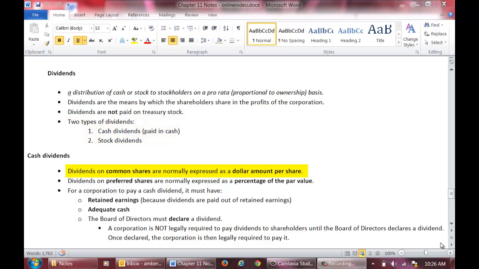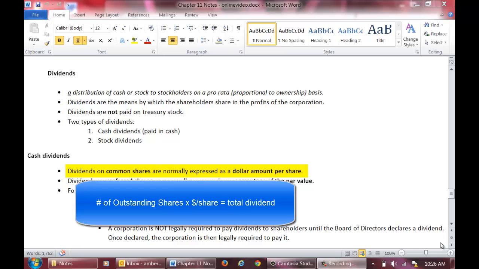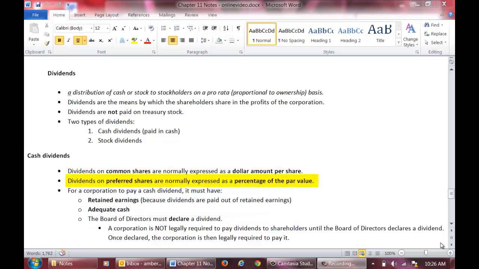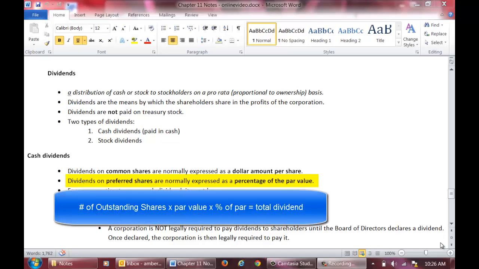Cash dividends on common shares are typically expressed as a dollar amount per share, such as $1 per share. So to calculate the total dividend, you would multiply outstanding shares times the dollar amount per share. Cash dividends on preferred shares are typically expressed as the percent of the par value, such as 6% of par. So to calculate the total dividend, you would multiply outstanding shares times the par or stated value times the dividend percent.